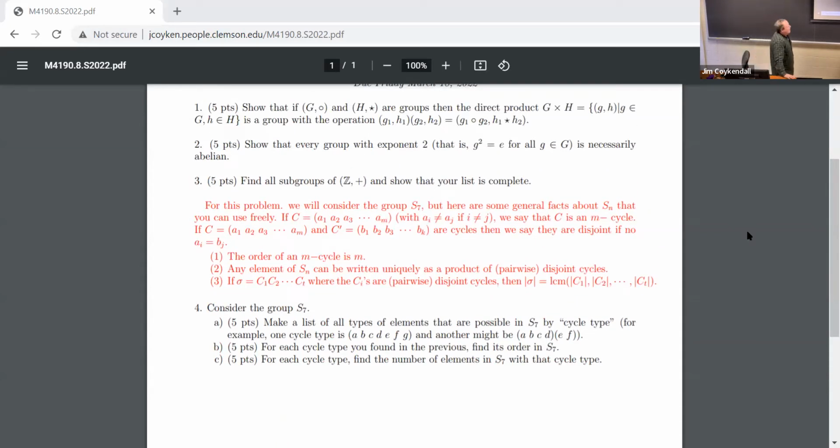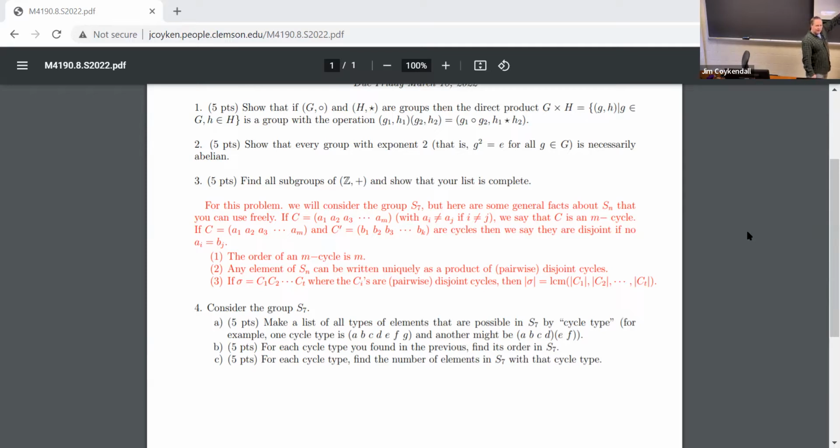Here is something I'm going to talk about later, but you can use this freely. We're going to consider the group S7 for problem 4, but here are some general facts about any Sn. If c is one of these cycles that we talked about, then we say c is an m-cycle if it's got m things in it. I'll add to this in a moment. So an m-cycle is something with m numbers in it that are all different.